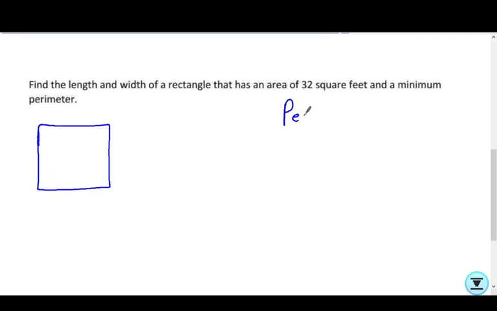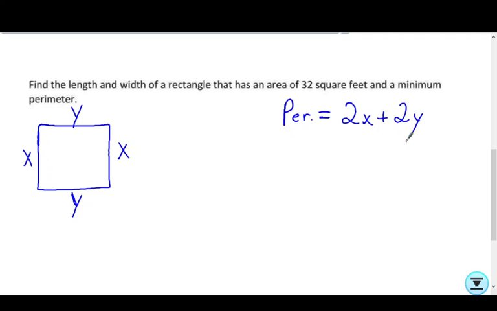So what is perimeter? Perimeter is the distance around. If it's a rectangle, let's say that side's x and that side's y, opposite sides are congruent, which means my perimeter is 2x plus 2y. That's what I'm trying to optimize. In this case, I'm trying to minimize it.